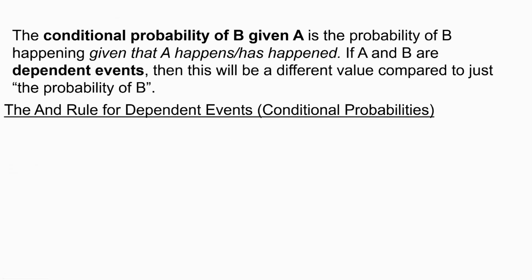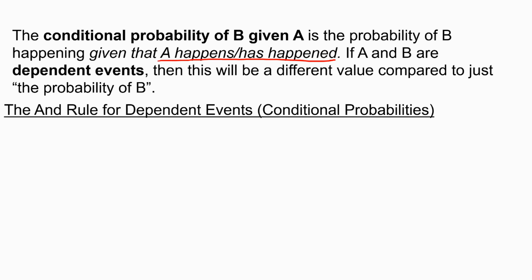The conditional probability of B given A is the probability of B happening given that A happens or has already happened. If A and B are dependent events, this will actually be different to the probability of B alone. If they're independent, then it doesn't matter. The probability of B given A is the same as the probability of B. But for dependent events, it's a little bit more subtle.